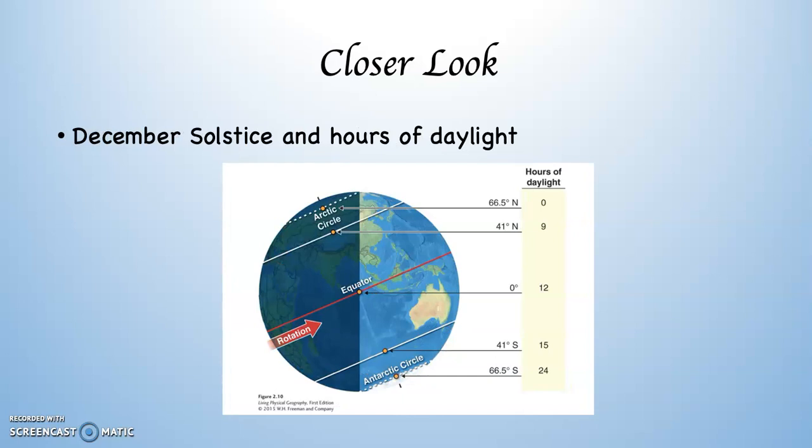At the opposite time of the year during the December solstice, now notice, once again, the equator, 12 hours of daylight, 12 hours of darkness. But at 41 degrees north, 9 hours of daylight, which means 15 hours of darkness. And this is because of the Earth's tilt. And at 66.5 degrees north, you can see there's no daylight. However, in the southern hemisphere at 41 degrees south, 15 hours of daylight. And at 66.5 degrees south, the Antarctic Circle, once again, now they are at 24 hours of daylight.